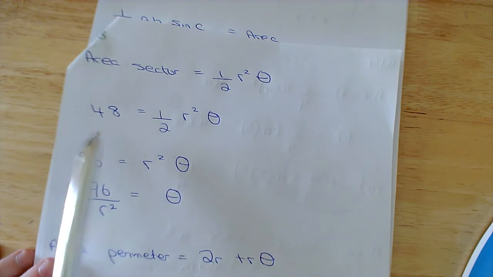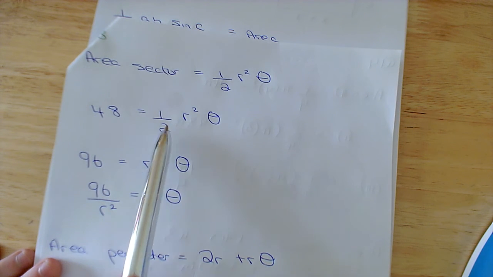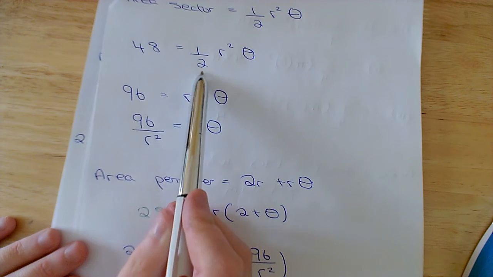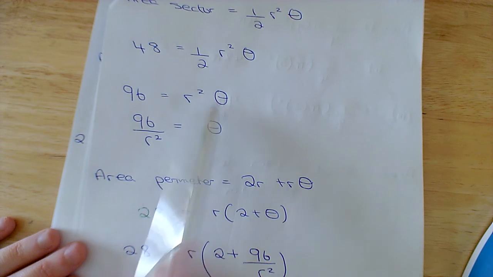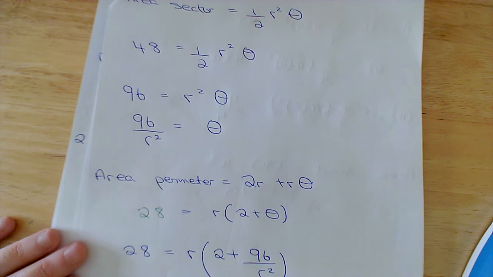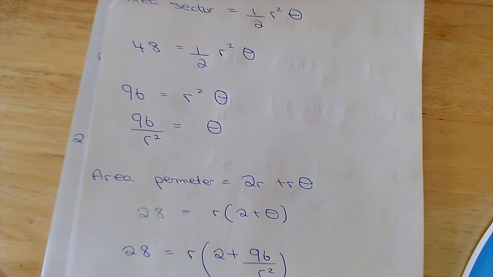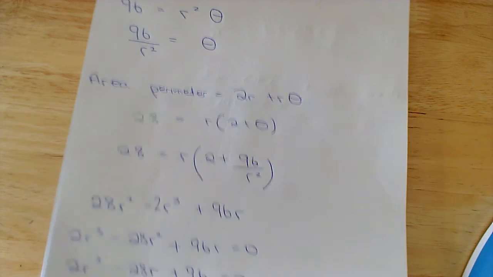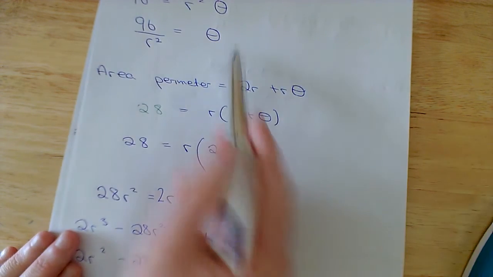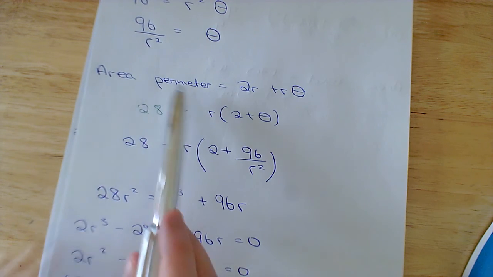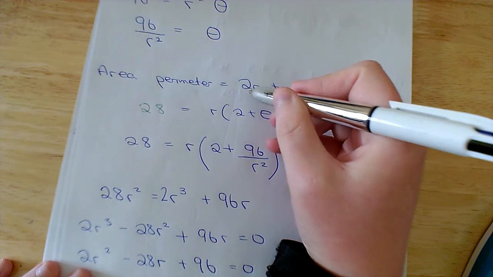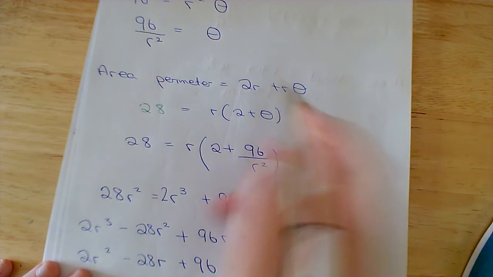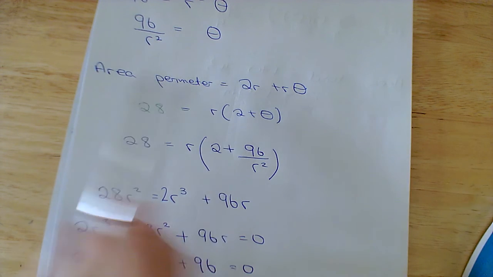I was actually given my answer. I was told that it's 48, and that's equal to half r squared theta. So I'm going to multiply up by 2, so I get 96 is equal to r squared theta, and I have theta is equal to 96 over r squared. In a few minutes, you're actually going to need to be able to fill in for theta, so that's why I found out theta. The perimeter is equal to 2r plus r theta.